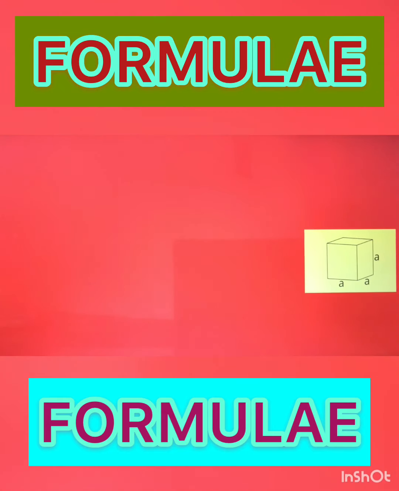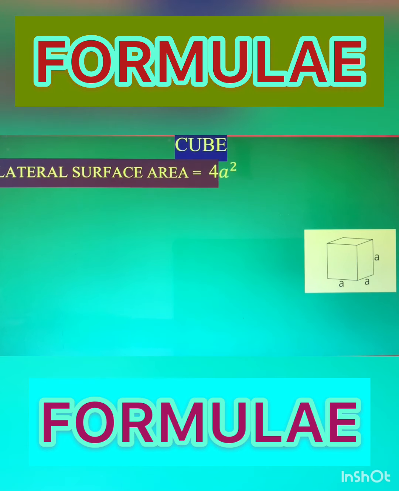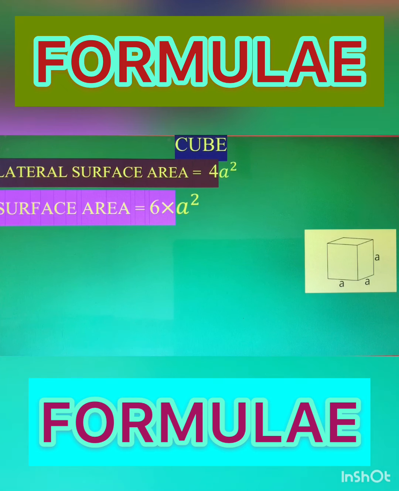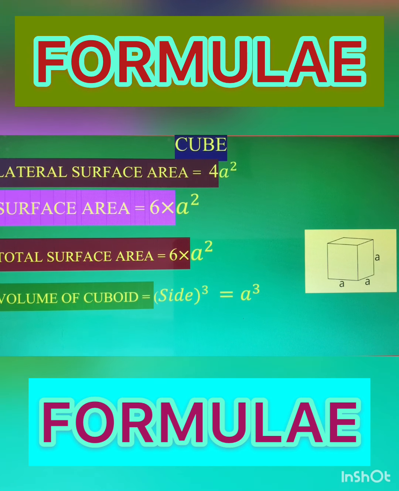After that, the second object is a cube. If the side of the cube is a, then the lateral surface area of the cube is 4a², and the surface area of the cube is 6a², and the total surface area of the cube is also 6a², meaning surface area and total surface area of the cube are the same. After that, the volume of the cube is a³, where a is the side of the cube.